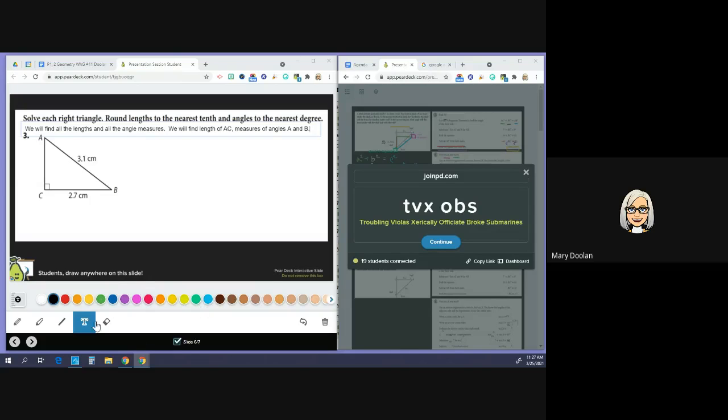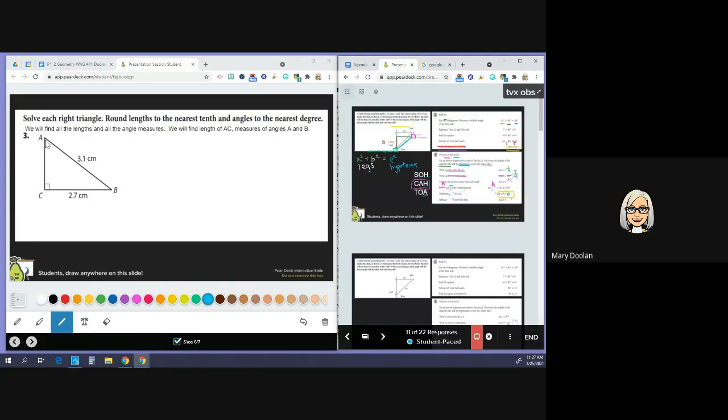So again, I'm going to do some color coding here. The hypotenuse is right here because here's my 90-degree angle. The hypotenuse is always opposite the 90-degree angle.